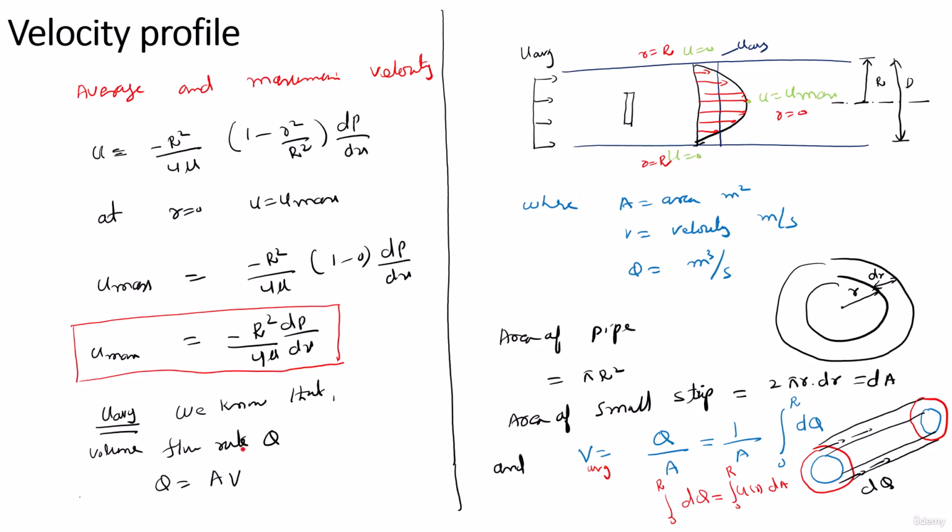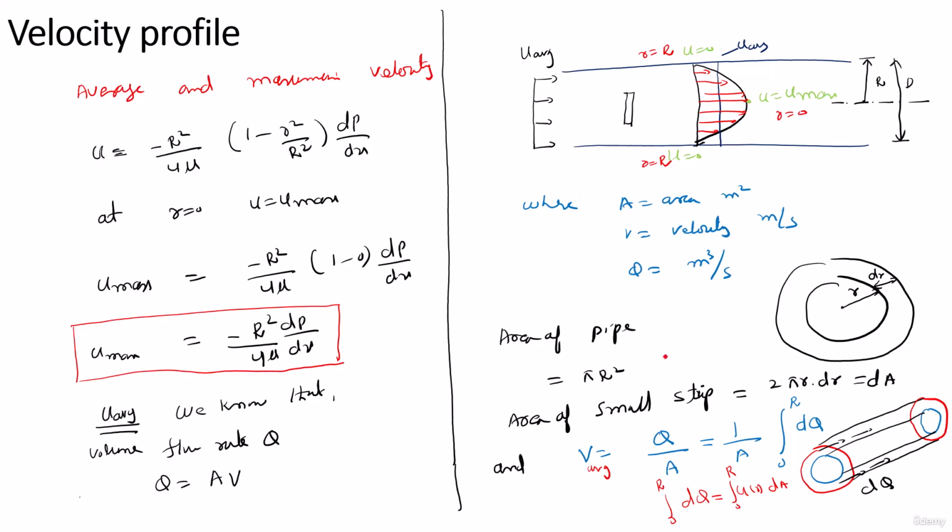So we know that the volume flow rate is equal to area into velocity, okay. Now take a very small element along the radius with thickness dr, at radius r, because r is varying from 0 to capital R. So in between them, this is r.